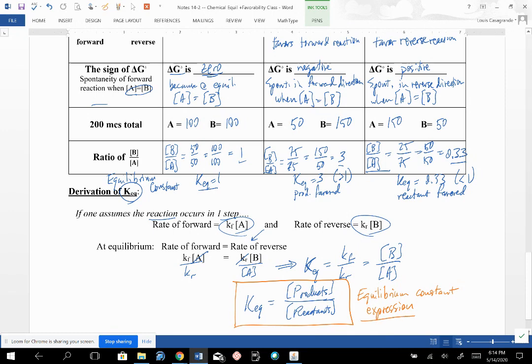In the next lesson, we're going to actually plug some numbers in here and see how we can use this expression to find the equilibrium constant, or if you know the equilibrium constant, to find the various concentrations of products and reactants. All right, I hope that wasn't too bad.